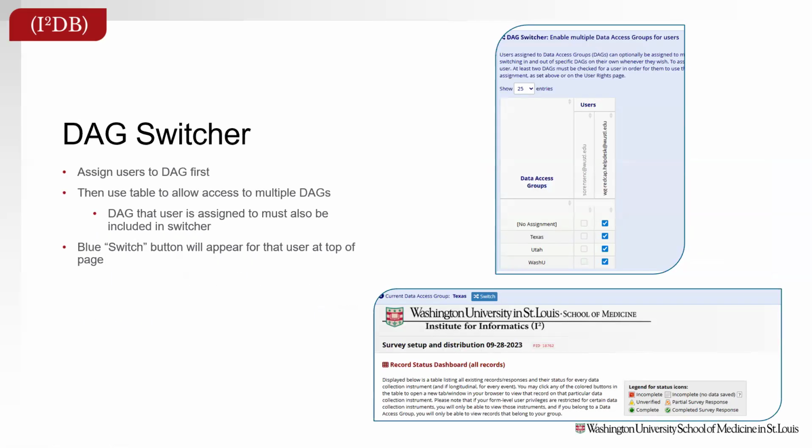Okay, the DAG switcher is pretty simple. After you add somebody to a DAG, you can then assign them to multiple DAGs. And then that person gets a little switch button at the top so they can switch back and forth between whatever data access groups they're assigned to.